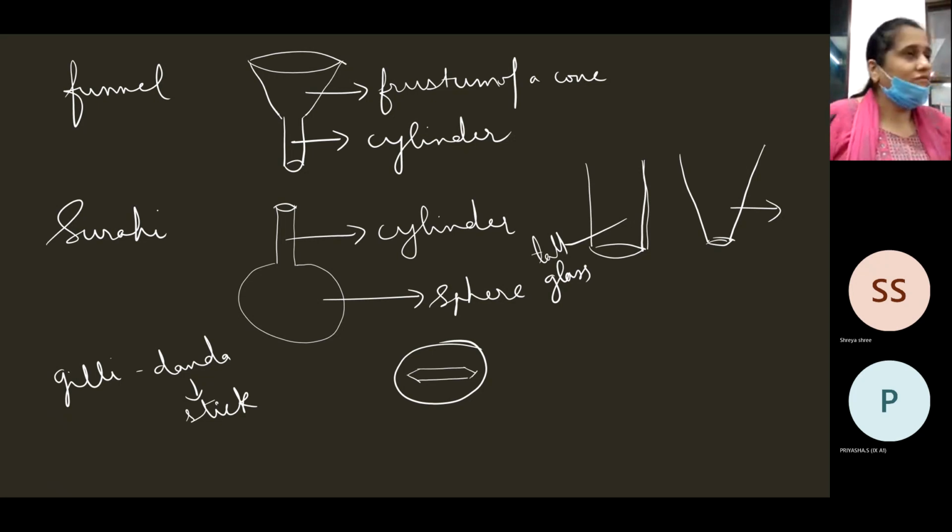Okay, and if at all you've seen the masons working at a construction site, you would have seen this plumb line which they hold. It's suspended by a thread. The plumb line.